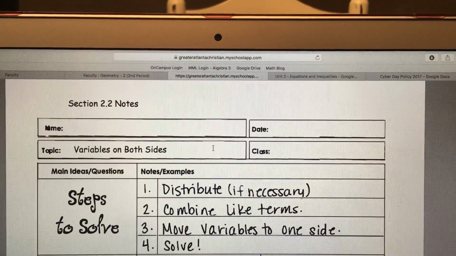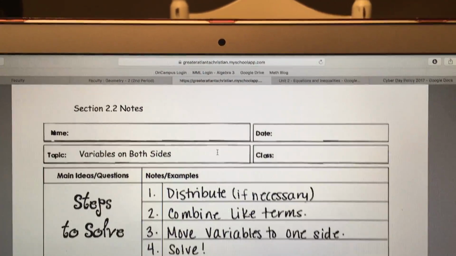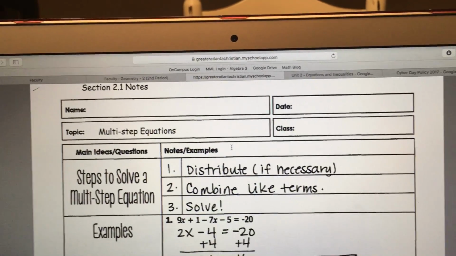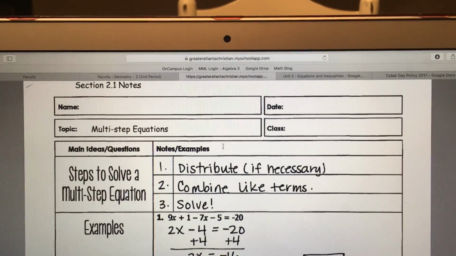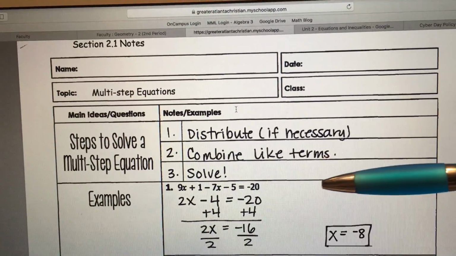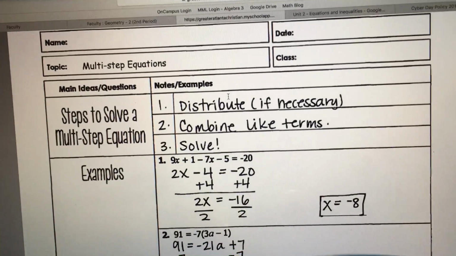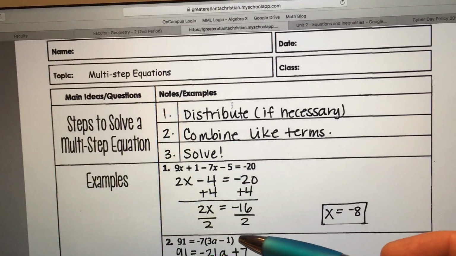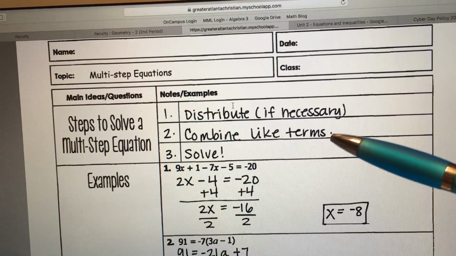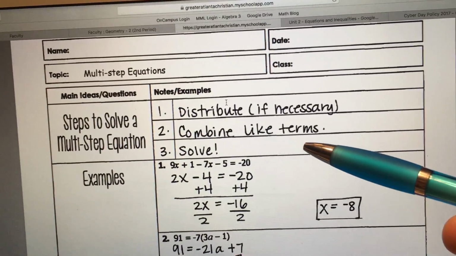And if you'll compare the steps to solve with the notes that we took on Friday, Section 2.1, on steps to solve a multi-step equation, recall that it was distribute. If there's a parentheses, like this one, you distribute. You didn't have to distribute in the other one because there was no parentheses. But with this one right here, there is a parentheses, so our first step would be to distribute. So remember, distribute, then combine like terms, then solve, which means getting x by itself, getting the variable by itself.